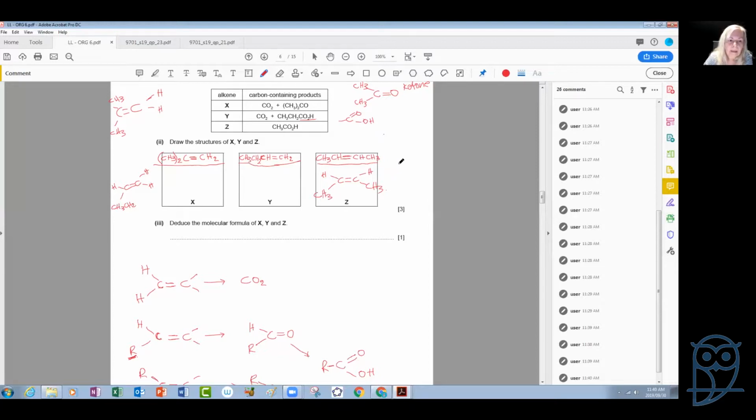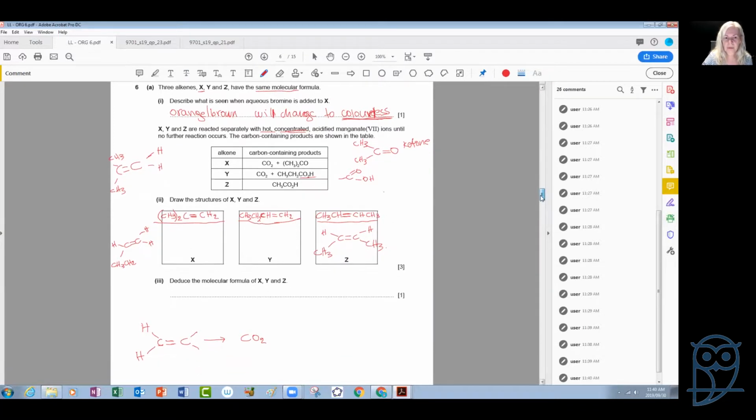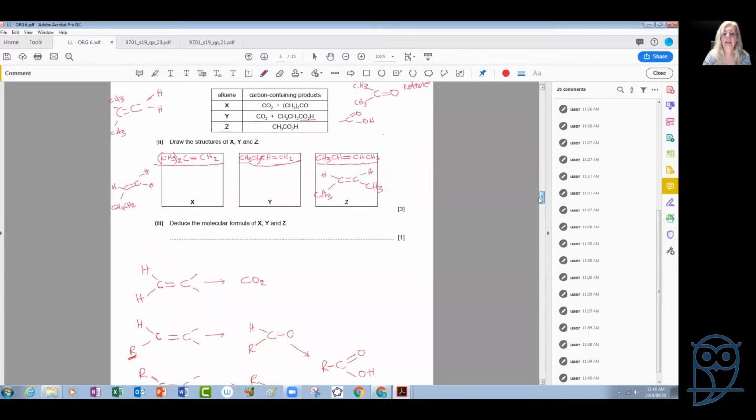Okay, so deduce the molecular formula of X, Y, and Z. Well, remember that at the beginning they told us they all have the same molecular formula. Obviously the same molecular formula, all of them. I mean, if we're going to write the same molecular formula for each one of them. So let's take one and let's find out how many carbons and how many hydrogens we have and how many anything else.